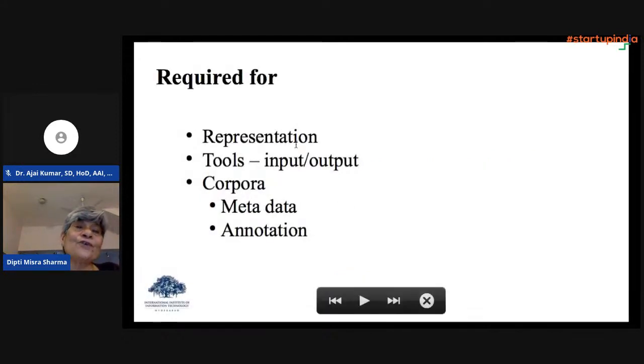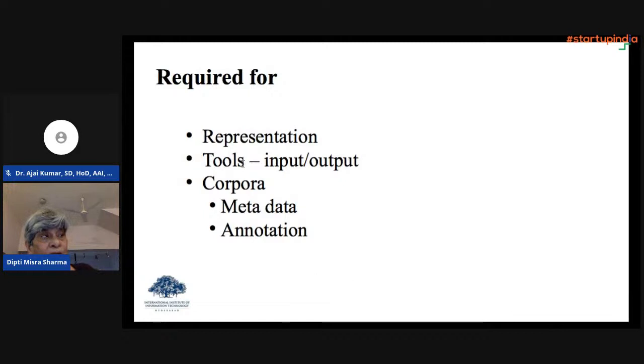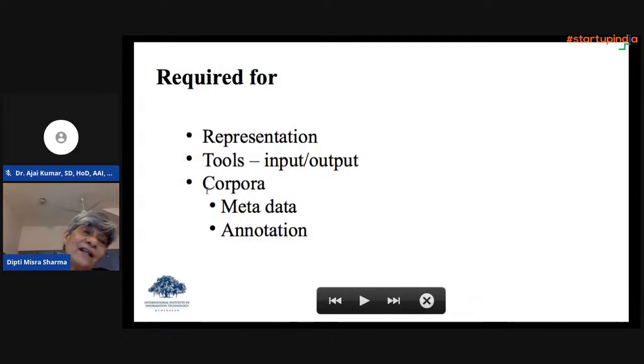What one needs here is, of course, representation, as I said. Then for tools, because if I want to develop any small product using some tools, in text processing a lot of small components or modules are there. And these modules need to talk to each other and interact with each other. One should also be able to use the output of one as the input to the other. So for tools also, input-output standards are needed. And then corpora, as I said, data is a very important component.